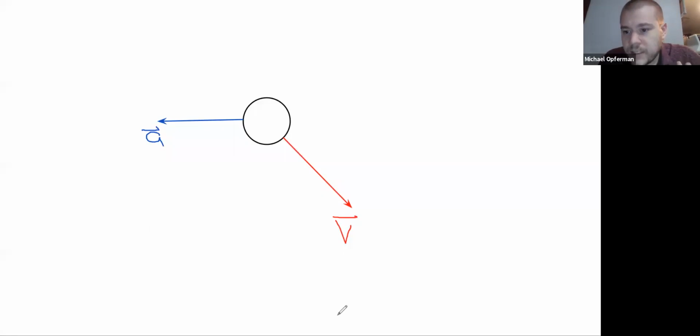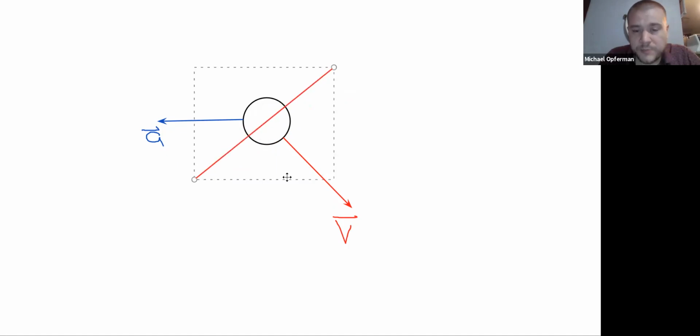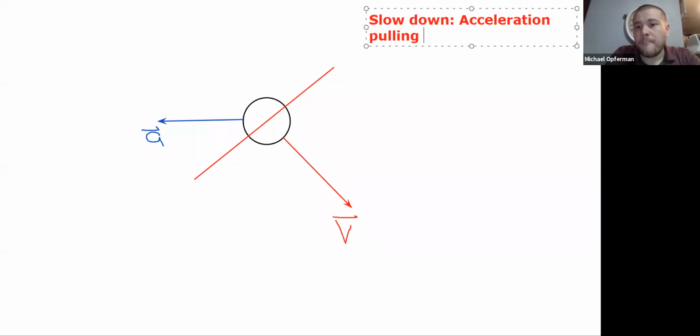So the way you think about this is, first of all, is it speeding up or slowing down? It is slowing down, because if you draw a line perpendicular to the velocity like that, you'll notice that the acceleration is pointing backwards, that the acceleration is pointing backwards against the velocity. So that's going to be a slow down, because the acceleration is pulling backwards against the velocity.